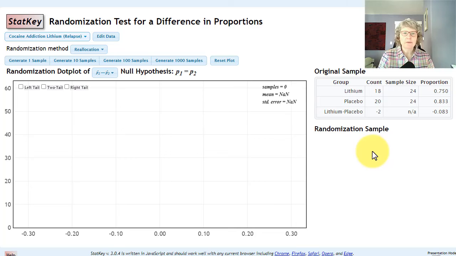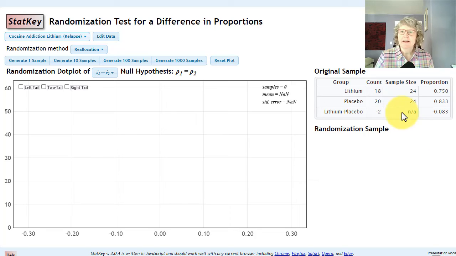Okay, so do you remember what the next step is after this? We've got our original sample in here. Now we need to generate our randomization distribution, right? Or as they're saying, randomization dot plot. And we're setting it up based on the idea that the null is true, that there's no difference between the two groups, okay? So again, this time we have 48 people, right?